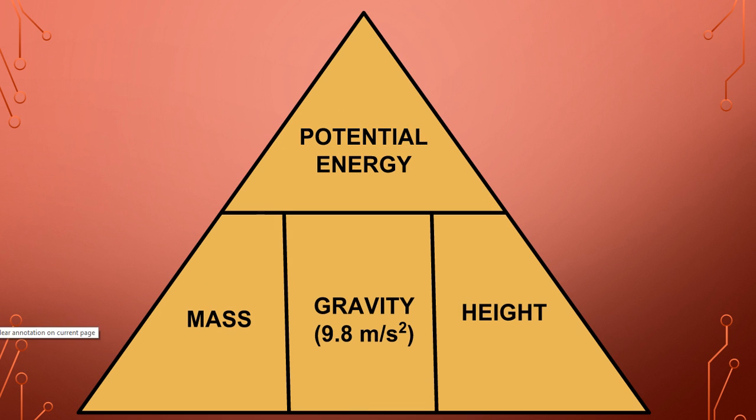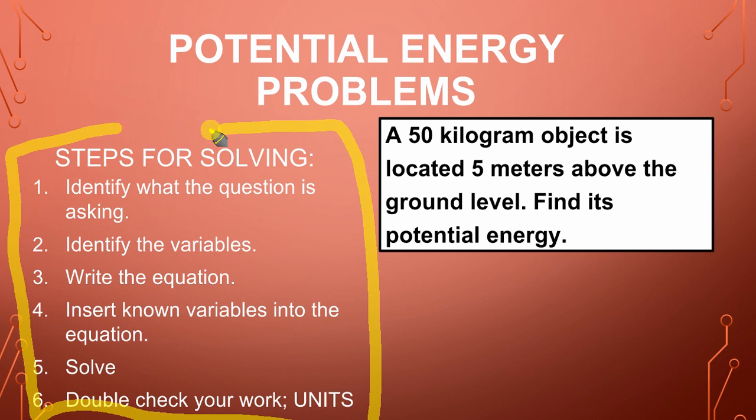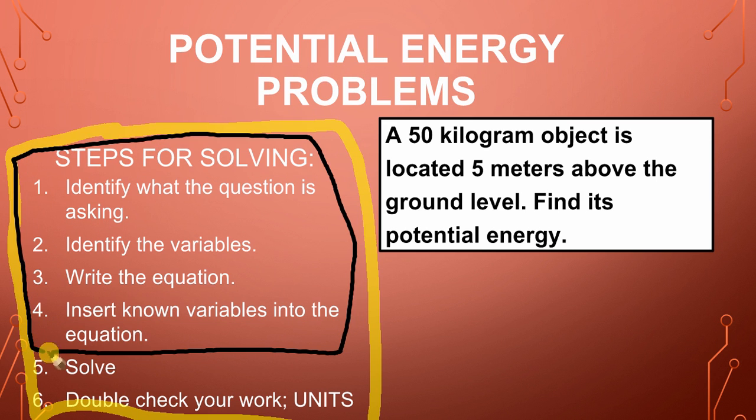Remember that in solving problems, we're going to use these 6 steps that were discussed in the other video. Steps for solving problems: 1, identify what the question is asking. 2, identify the variables. 3, write the equation. 4, insert the known variables into the equation. 5, solve. And 6, double check your units. Remember that these first 4 steps are going to be your really important ones, and the solve is going to be your least important, but you will have that calculator on the test.